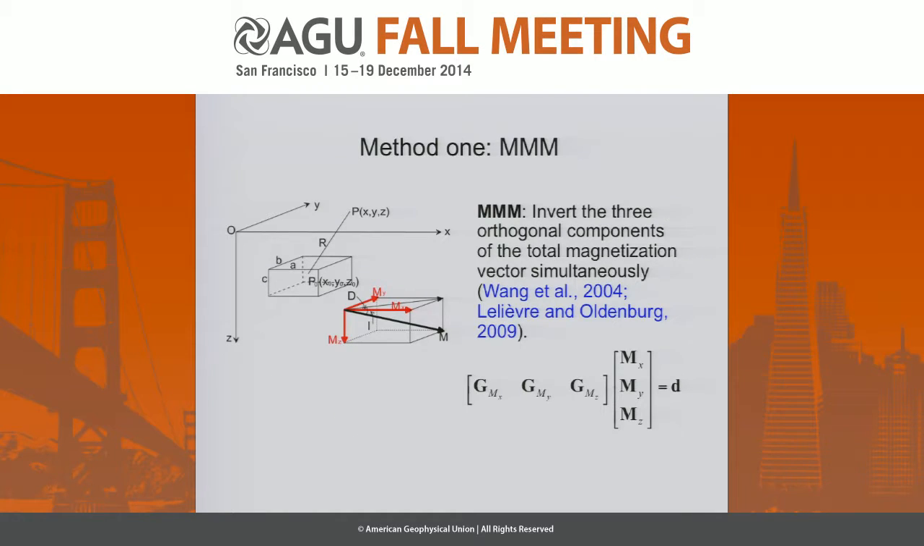The most common method of magnetization vector inversion is to recover the three orthogonal components of the total magnetization vector. We simplify this method as the 3M method. This method solves the three components in the same equation. This method is used by Dr. Wang and Dr. Peter Nabighian.